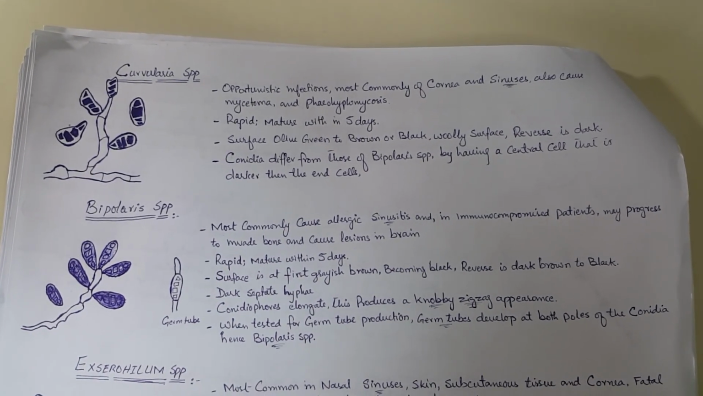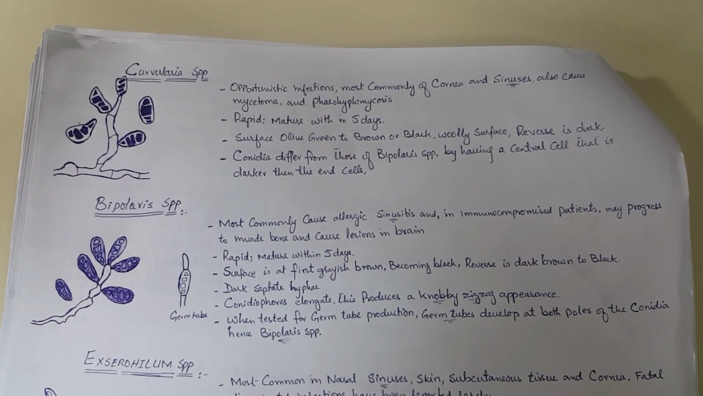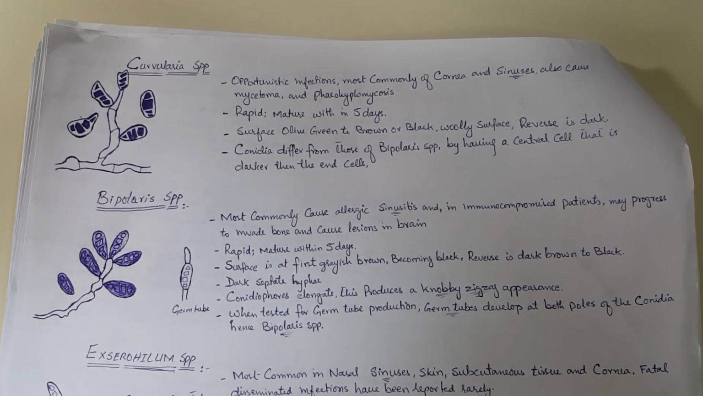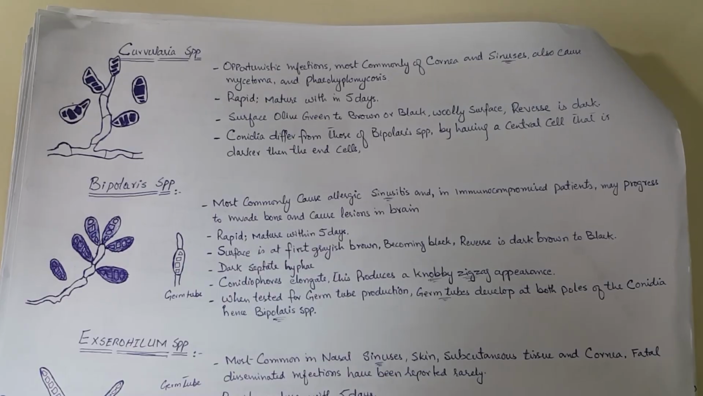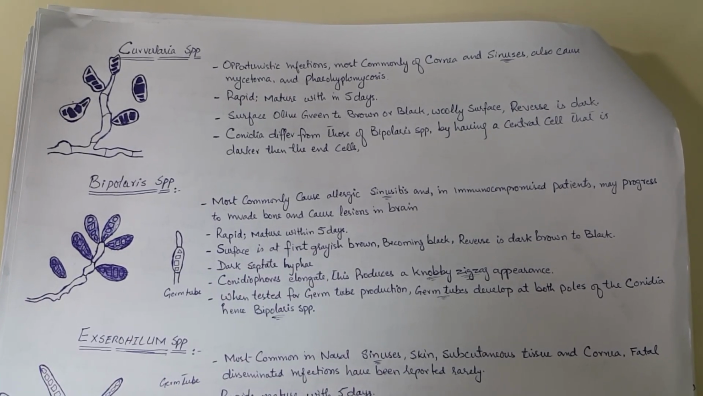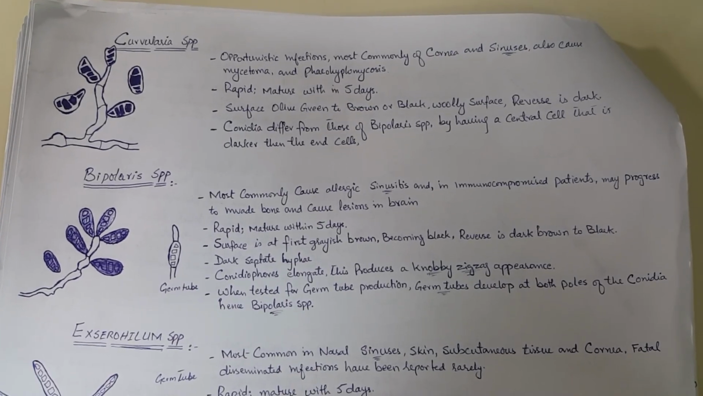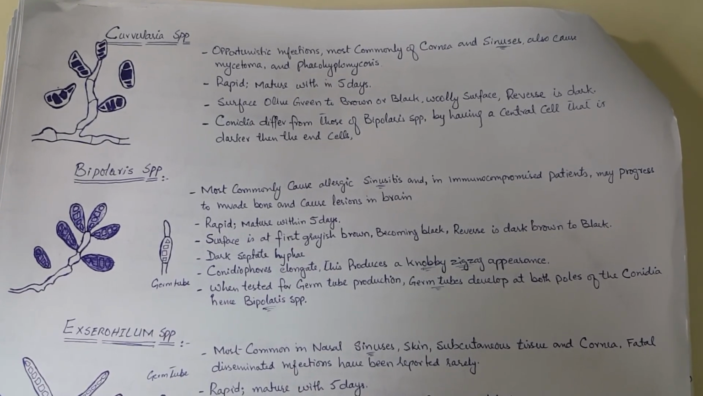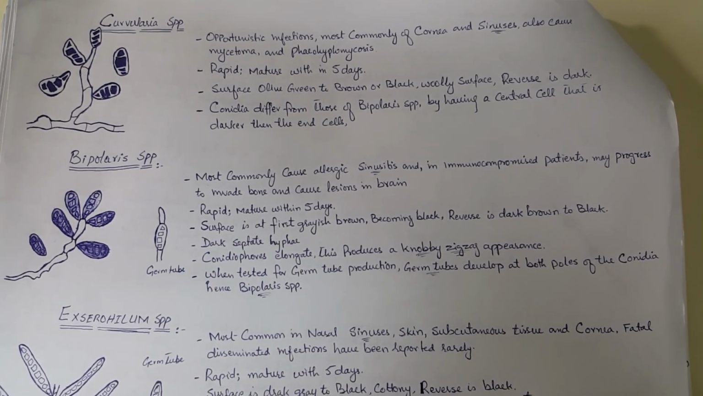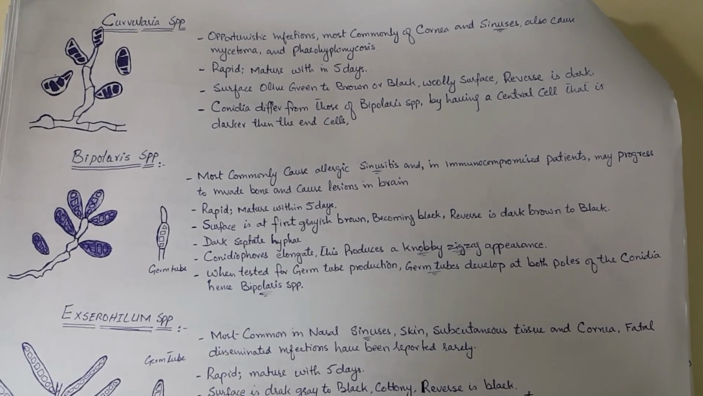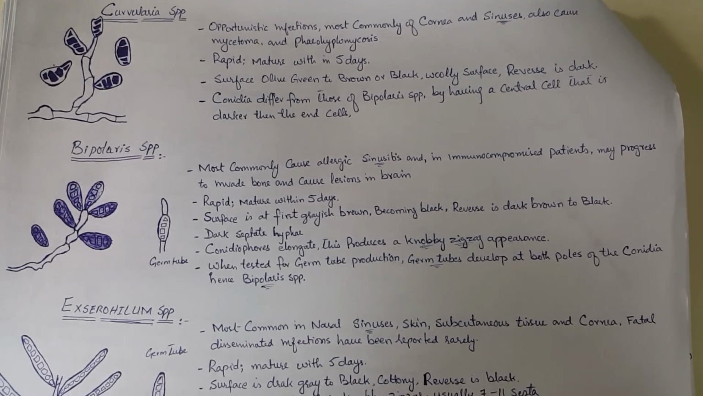Bipolaris species most commonly cause allergic sinusitis, and in immunocompromised patients may progress to involve the bone and cause lesions in the brain, and it matures rapidly within 5 days. Surfaces are at first grayish brown and become black, reverse dark brown to black, with dark septate hyphae and elongated conidiophores. This produces a geniculate zigzag appearance. When tested for germ tube production, the germ tubes develop at both poles of the conidia, hence this genus is called Bipolaris.